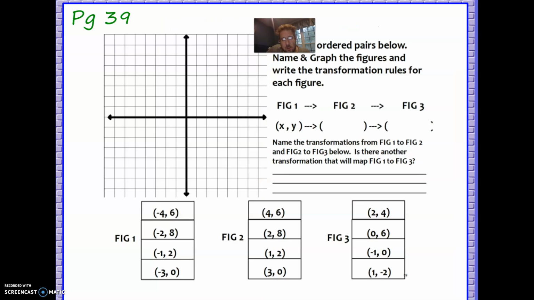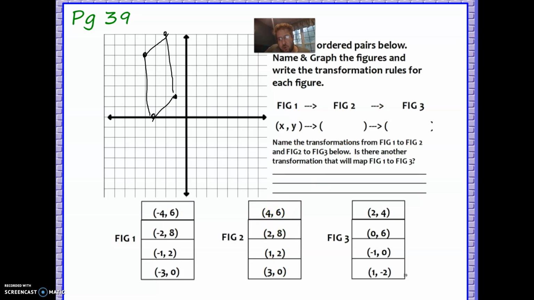So this lesson is also about being able to write a rule for a series of transformations. If we plot these points on the graph, we've got negative 2, 8, negative 1, 2, and negative 3, 0. Plot these points, and we're going to have ourselves a quadrilateral, or it looks like a parallelogram, should I say.